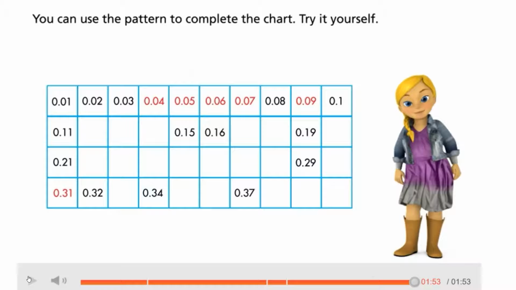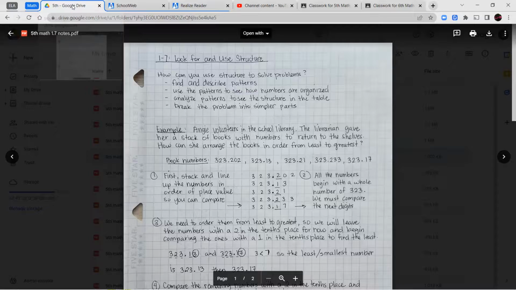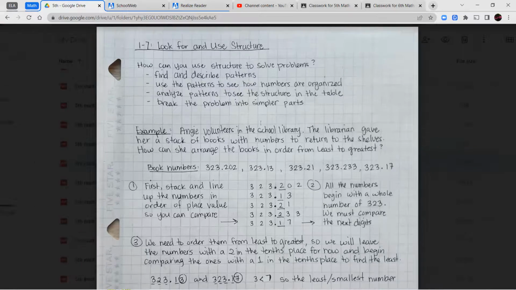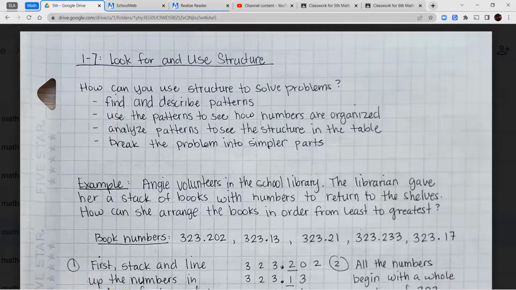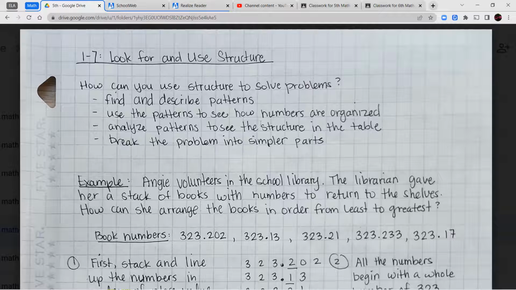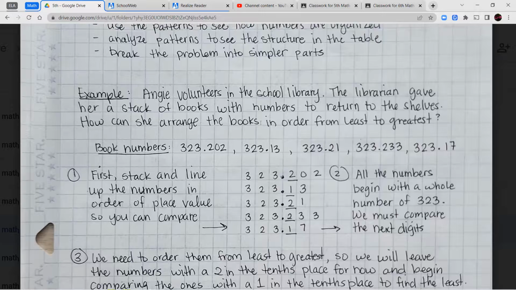All right, now that we've figured out how to use structure and patterns to help us solve problems, let's take a look at our notes and guided practice so we can apply that to our lesson. So 1-7, look for and use structure. How can you use structure to solve problems? So just like we said, find and describe patterns, use the patterns to see how numbers are organized, analyze the patterns to see the structure in that table that we just saw, and then break the problem into smaller and simpler parts. Let's take a look at our first example here.